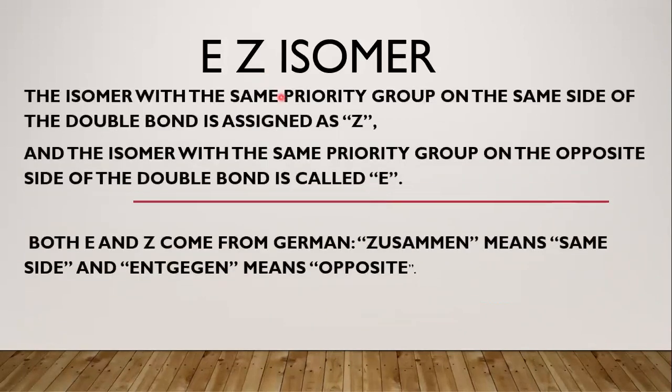As you see here, the isomer with the same priority, we will understand what is the meaning of priority, on the same side of the double bond, this is known as Z. Z means zusammen. Zusammen in German means same. Okay? Put it in your mind. Zusammen means same, but entgegen means opposite. What is the same? What is opposite?